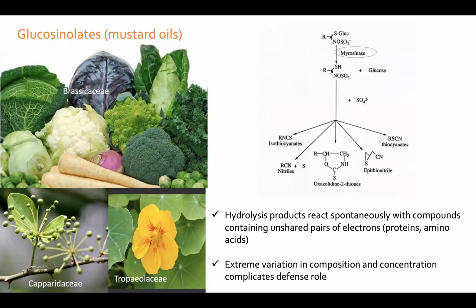Okay, so let's move on to glucosinolates, which are mustard oils. So these compounds not only contain nitrogen, but also contain sulfur. So you can see that up here in this molecule where you have a sulfur and a nitrogen in that compound. And they also are derived from glucose and an amino acid. So here you also see that glucose moiety once again.